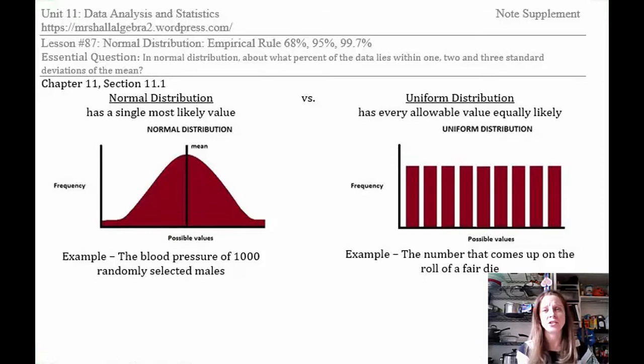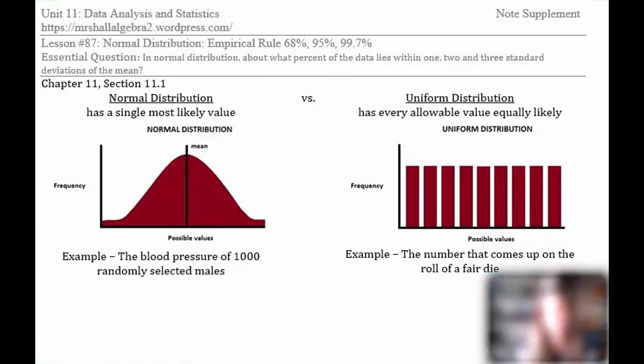Another type of distribution is uniform distribution. And this is where every allowable value is equally likely. One example of displaying this data is a histogram, where each bar is the same height. An example of data we expect to be uniformly distributed is the number that comes up on the roll of a fair die. If there's an equal chance of any of the numbers coming up, we expect uniform distribution.